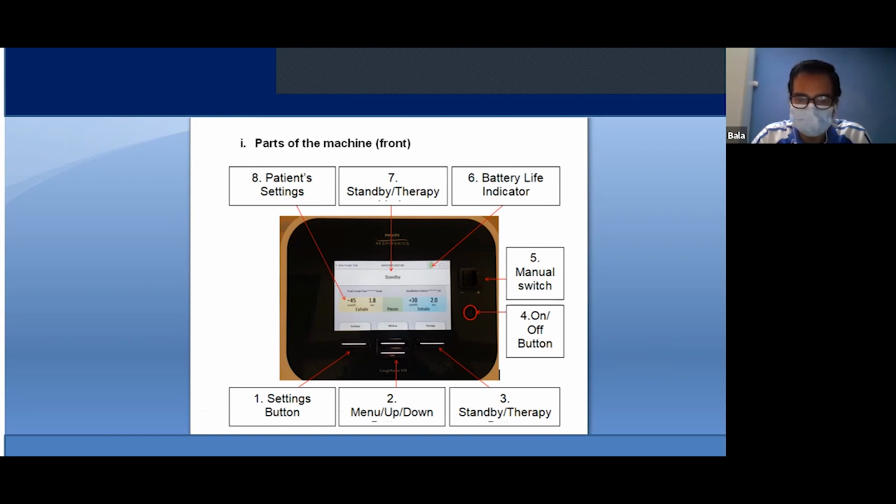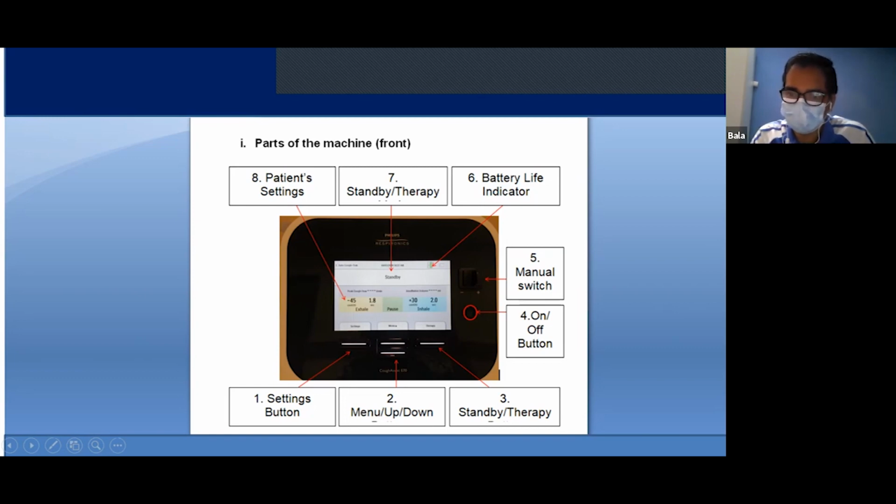If you switch on the machine, this is the screen you will see in a cough assist. This is where you set your settings, and you can use this device to go up and down, to increase or decrease your settings. Once your setting is done and you want to start therapy, you press this. If it is on standby, the machine is not working. Then you press therapy here, and it is working. To switch on the machine, you have this on and off button, and this is the manual control.